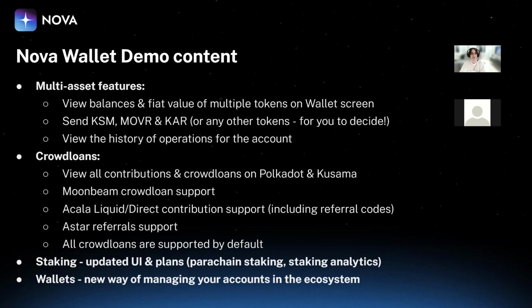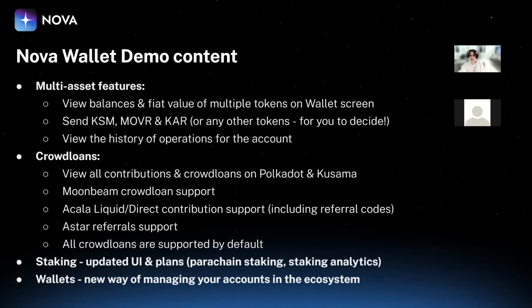First, we would like to show you the multi-asset features. How can you view the balances and fiat values for your accounts in your wallet? Then we will try to send Kusama, Moonriver, Cars, and other tokens. It's up to you to decide. Basically, all of them would be available on the screen. And we will also try to view the history of operations for the account.